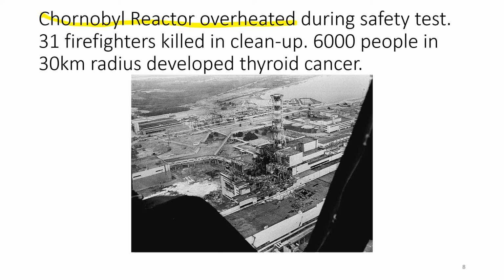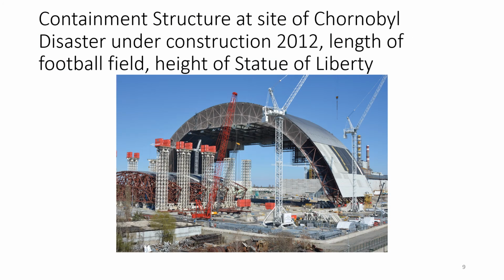And this is showing us also that there were 31 firefighters that were killed when they came to help with the cleanup there. And 6,000 people in just a 30-kilometer radius from the site developed thyroid cancer. And that was from absorbing that radioactive iodine. This picture is showing the containment structure that they built over the site at Chernobyl after the reactor exploded. So before this, they did not have a containment structure.